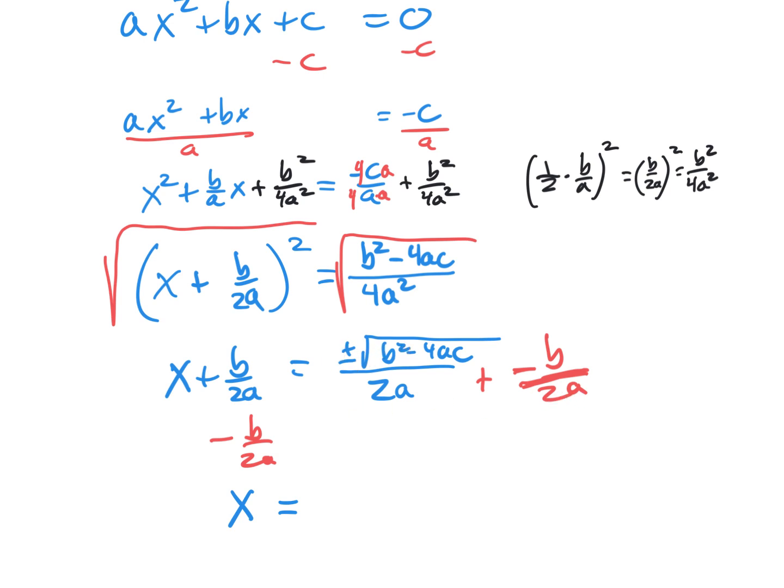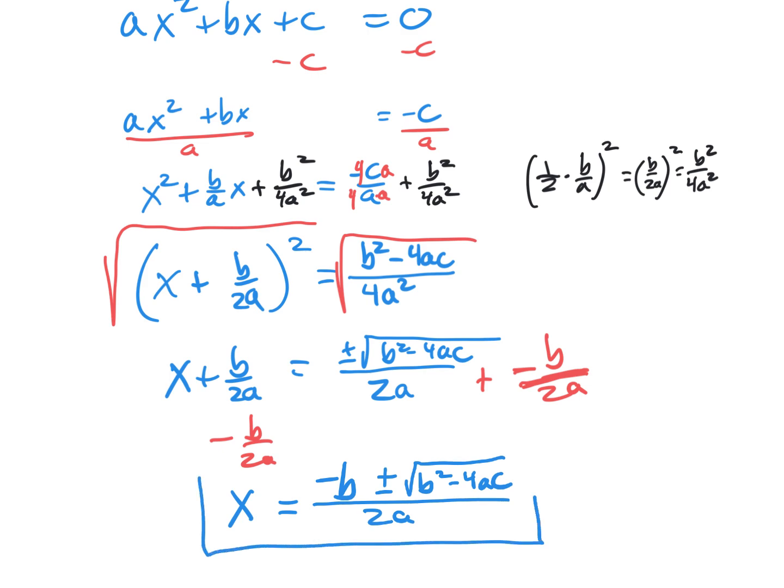All right, which will give us this plus or minus. We've got a common denominator, that's great. So we have 2a on the bottom, and on the top, we're going to put the square root second. We like to do that, remember? b squared minus 4ac, and we've got the negative b in front, and there it is. That is the quadratic formula.